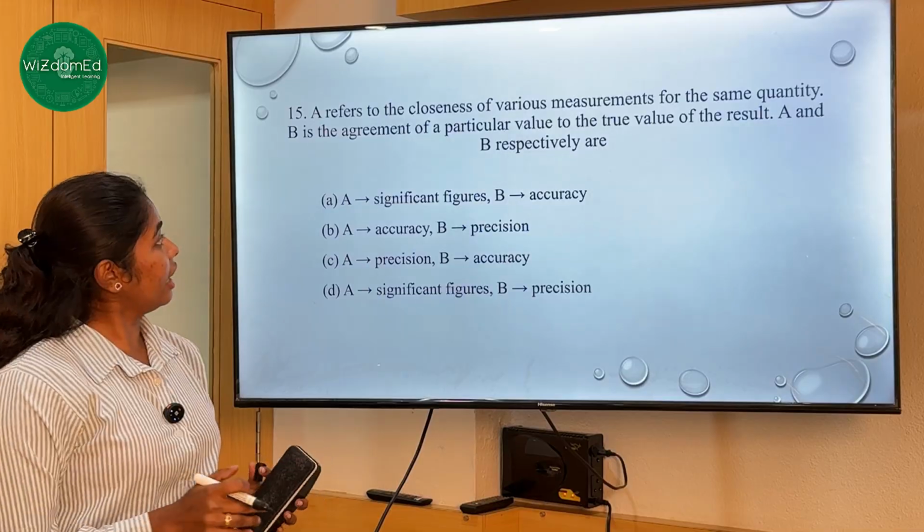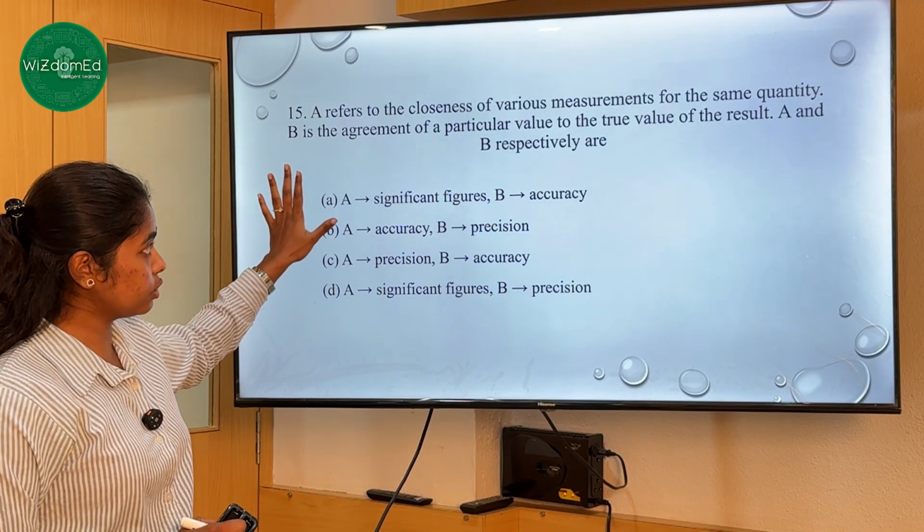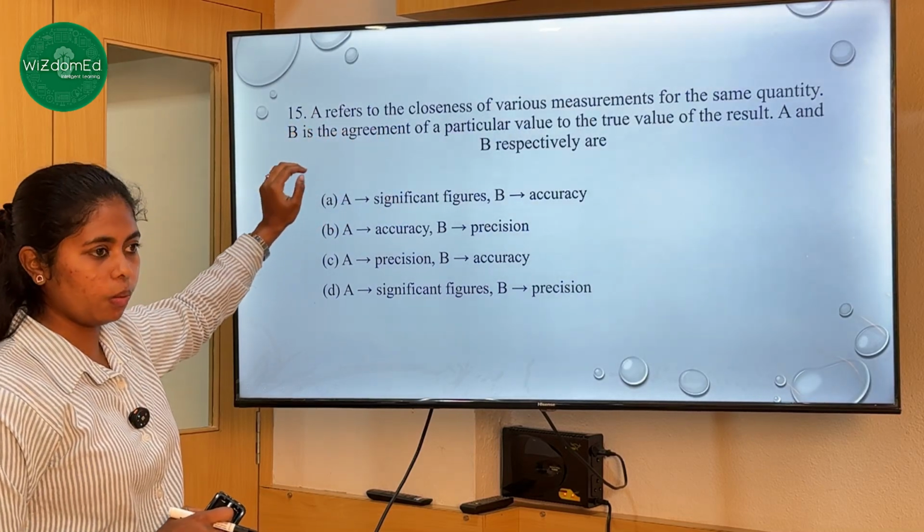Next, A refers to the closeness of various measurements for the same quantity and B is the agreement of a particular value to the true value of the result. A and B respectively are. Here they have given us the definition of a few terms and they are asking us to find out what is A and what is B.